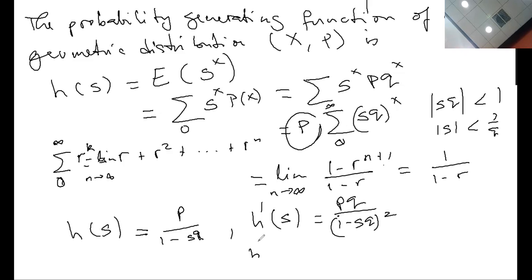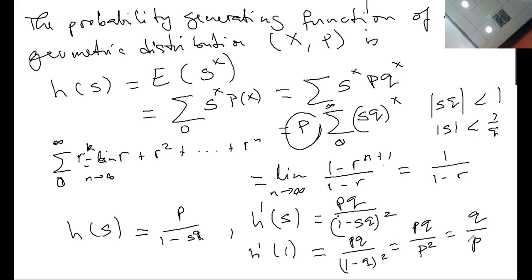And what will be h prime of 1? There is one negative here. Okay. And what is h prime of 1 here? s equals 1. pq over (1 minus q) squared. It is pq over p squared. It is q over p.